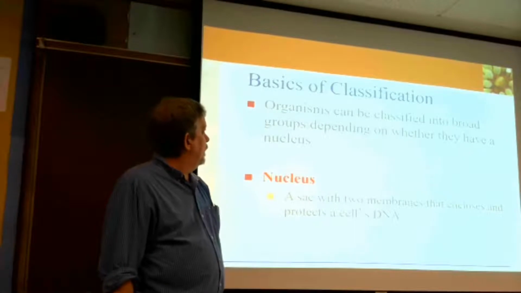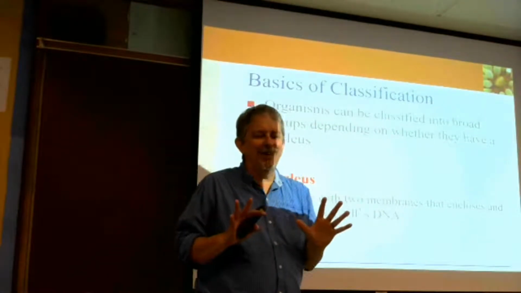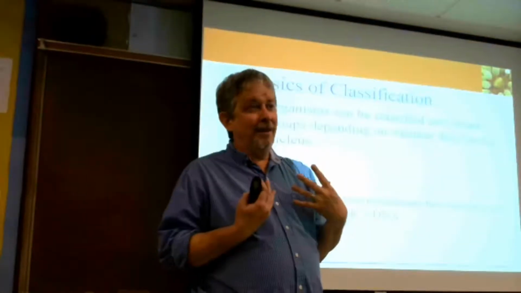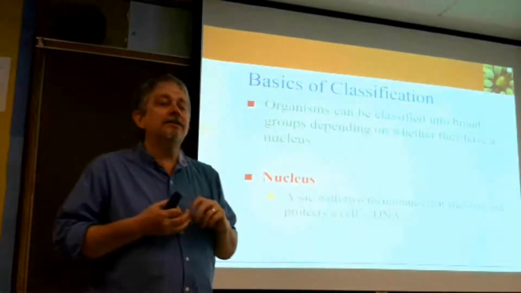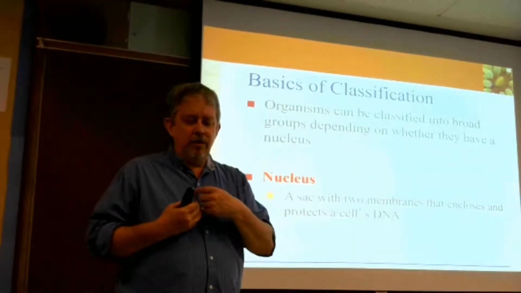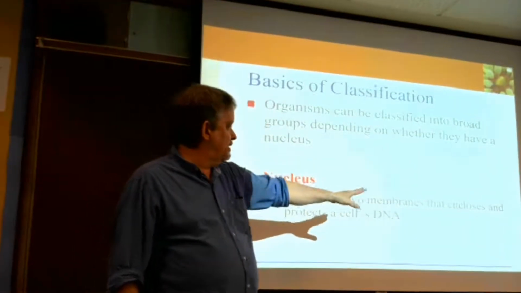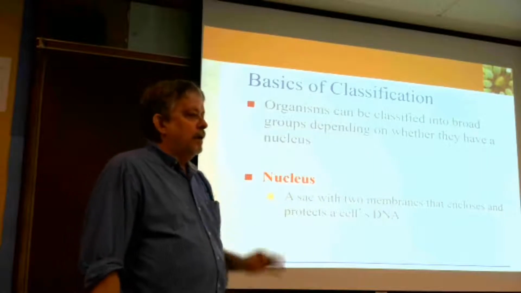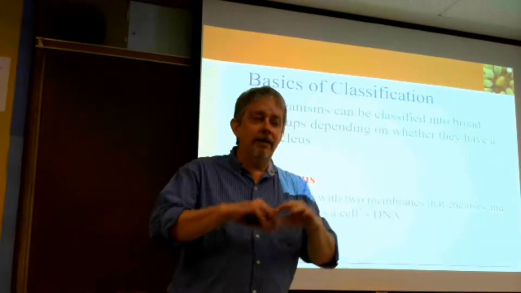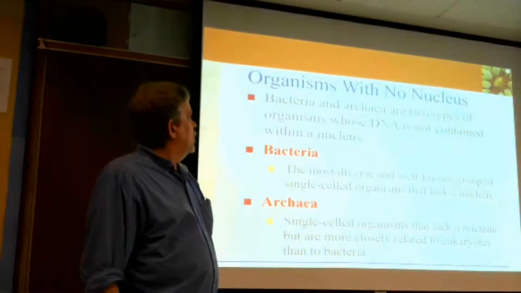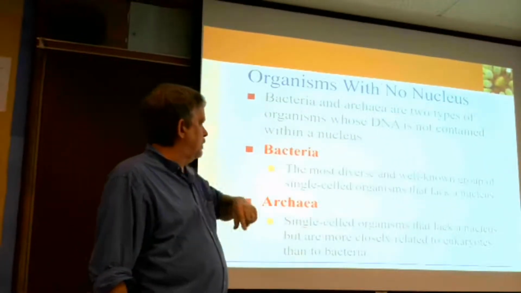All right, so organisms can be classified into broad groups depending on whether they have a nucleus. Now, first of all, before we start talking about that, we're going to learn more about the nucleus in a couple more chapters. But the nucleus is what holds the DNA. So does a cell have a nucleus that has an envelope around it, or does it not? So the nucleus is a sac of two membranes that encloses and protects the cell's DNA. Some organisms on this planet do not have a set nucleus. They have DNA, but it is not membrane bound. So bacteria and the archaeans are two types of organisms where the DNA is not contained within a nucleus.